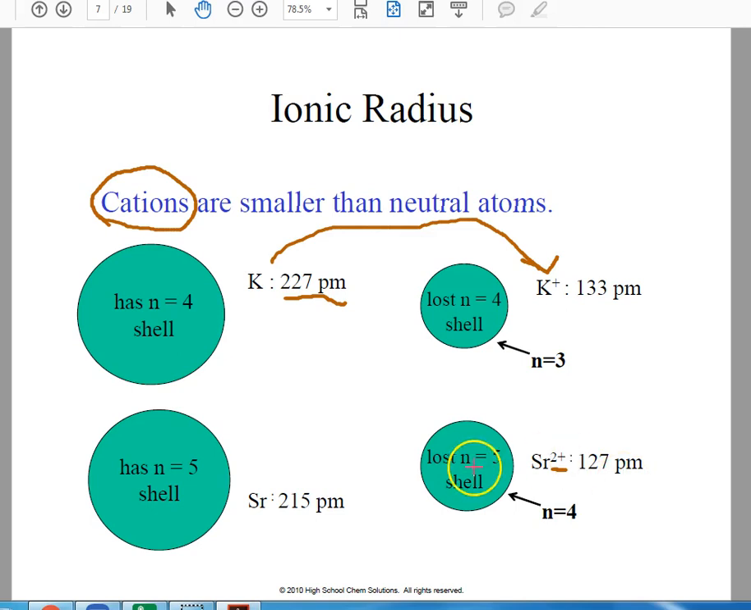So the radius of the atom is related to the number of protons as well as to the number of shells. So if we change the number of shells by decreasing the electrons, the atom will get much, much smaller. Notice that strontium with its +2 charge actually becomes smaller than potassium. And this is kind of an anomaly, but it has to do with the fact that strontium has a lot more protons, so it's going to pull those electrons in tighter.